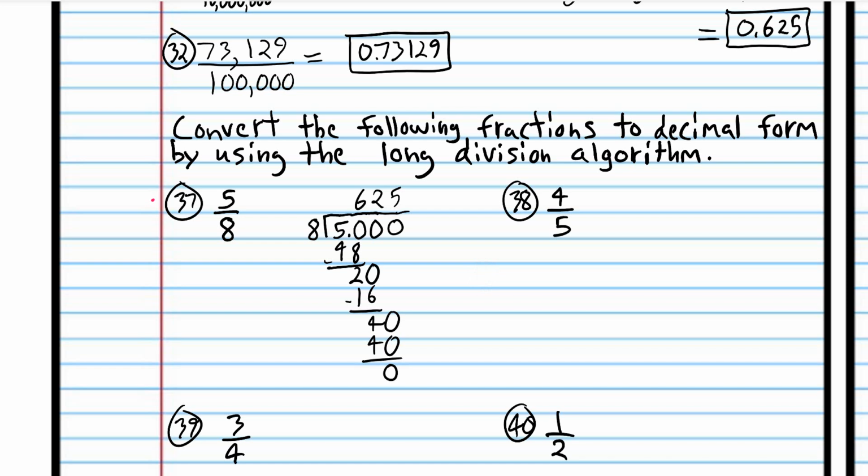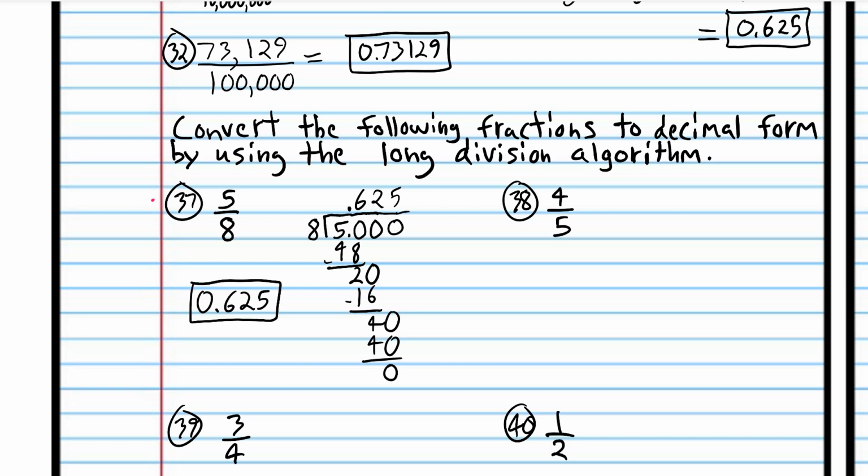But there's one last thing. We have to take this decimal, and we have to bring it straight up. It's extremely important to remember that. Bring the decimal straight up, and there you have it. Because we have a remainder of 0, we now are done. We converted 5/8 to 0.625. So let's write a 0 in front of the decimal so we can see the decimal better.